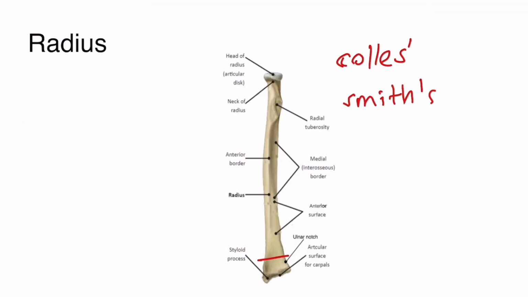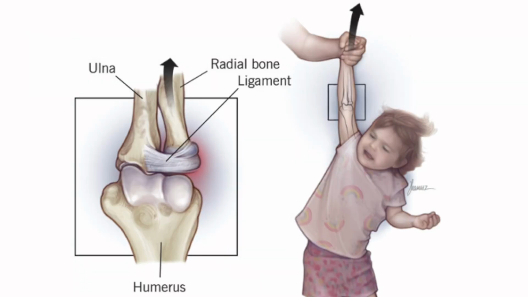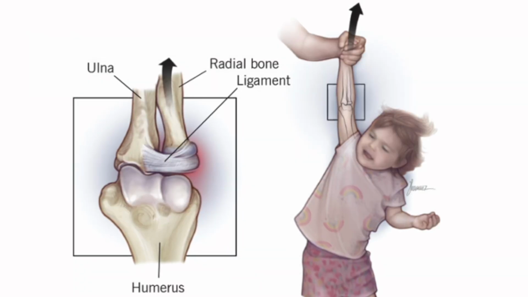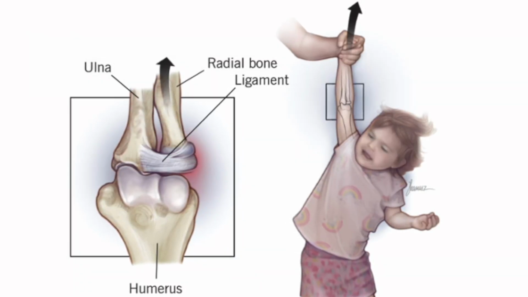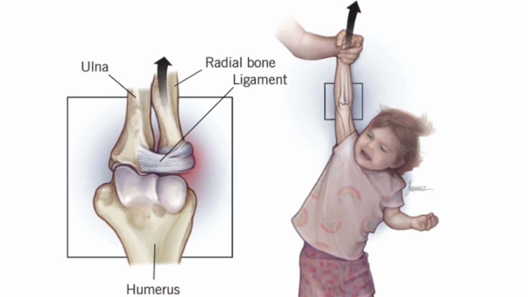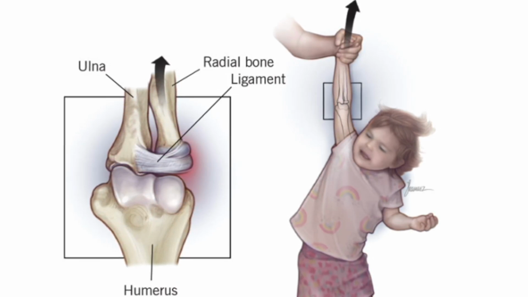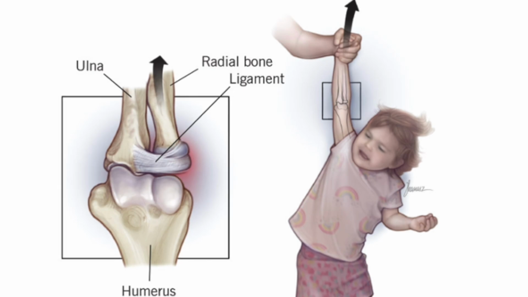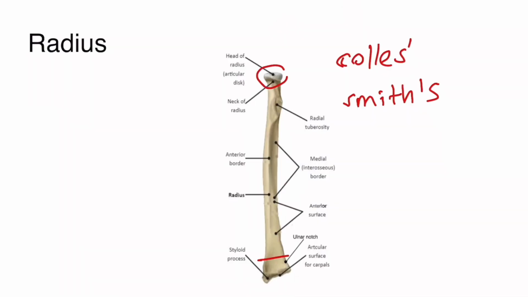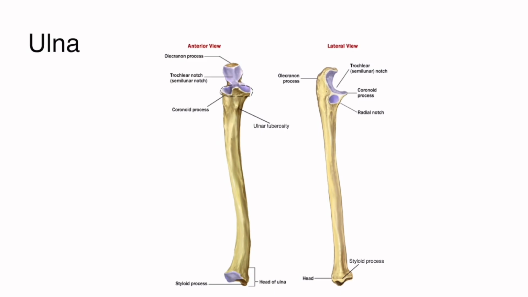And also another clinic is the radial head dislocation, nursemaid elbow, we can say as well. It's a common injury in children caused by sudden pulling on the arm. The radial head here slips out of the annular ligament, leading to pain and restricted movement. What about the ulna?